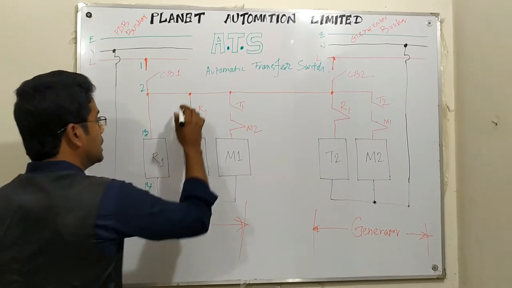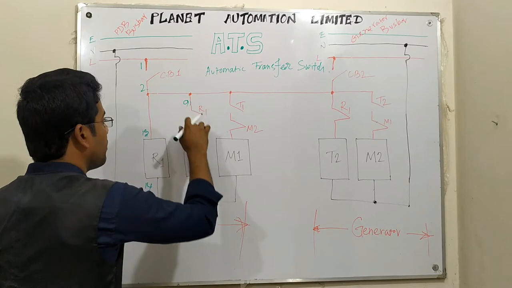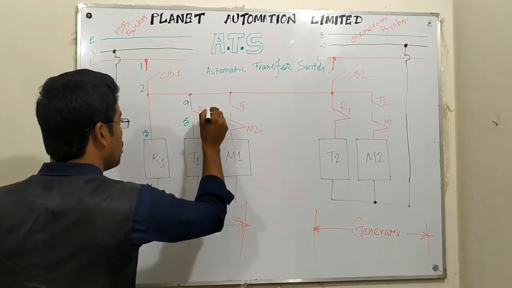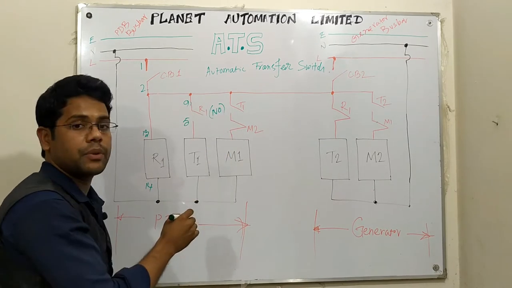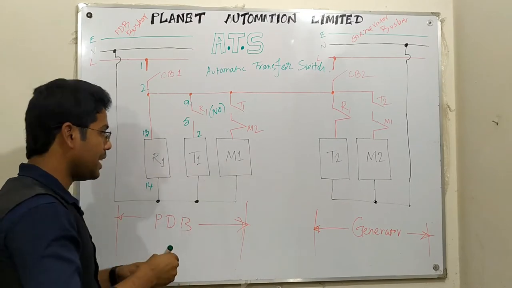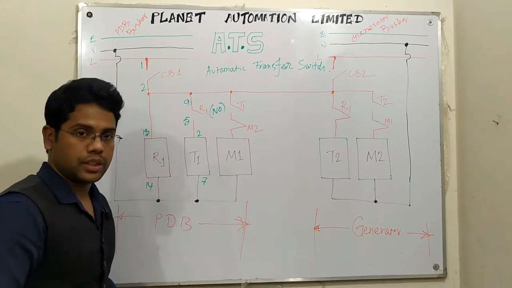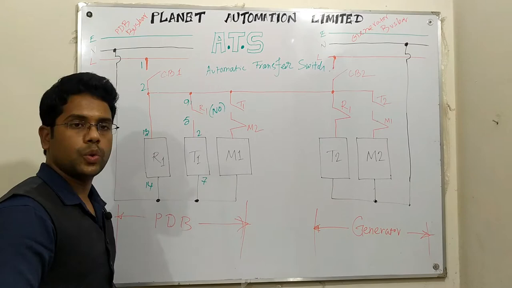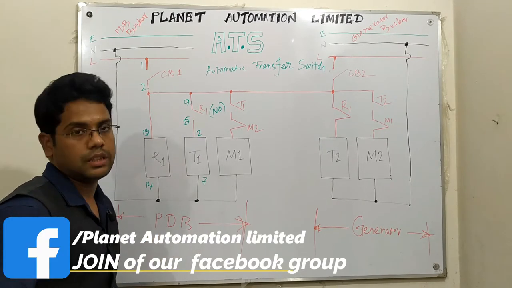Here I take 9 as common, and the reference contact for common 9 is 5. This is the contact of relay 1. And 5 goes to timer number 1, to its terminal 2. So friends, this is the 8-pin timer, with terminals 2 and 7. Here 7 is the line and 2 will be neutral. If you take 2 as line, then 7 will be neutral.